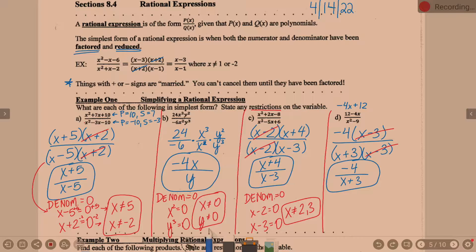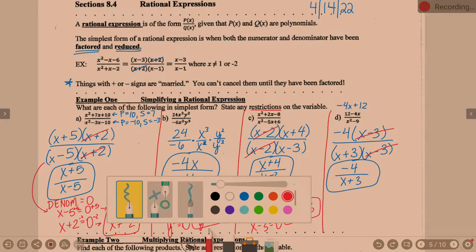I would be shocked if you got a problem today in this lesson and it didn't factor and something didn't cancel. You're going to be expecting things to cancel. If you get to the end, you get it all factored out and nothing cancels, you probably made a silly mistake. Go back and look for it.